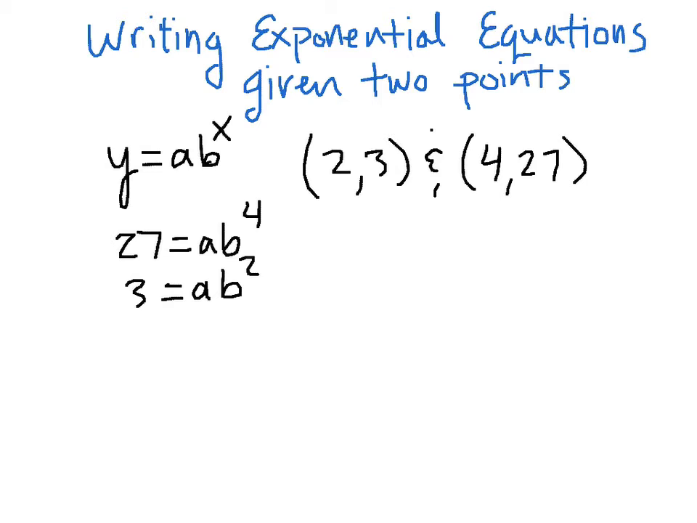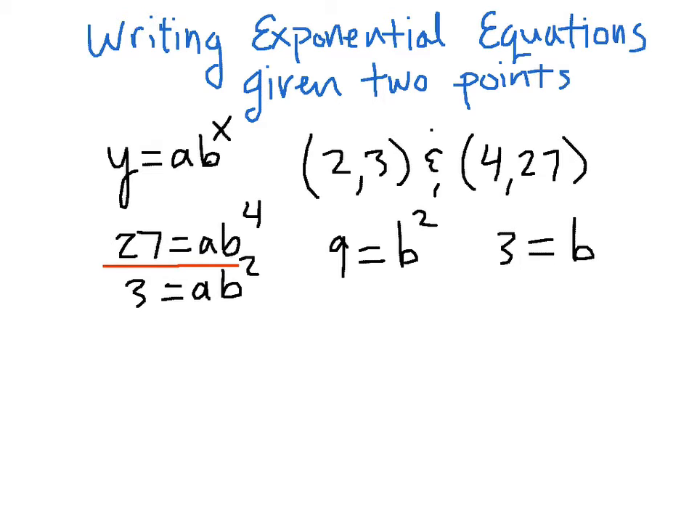Now, this next step, what we do is we divide the equations. When we divide the equations, we're left with 9. The a's cancel, and b squared. Now, when we take the square root, we'll just work with the positive root of b squared for this. So we'll end up with 3 equals b.